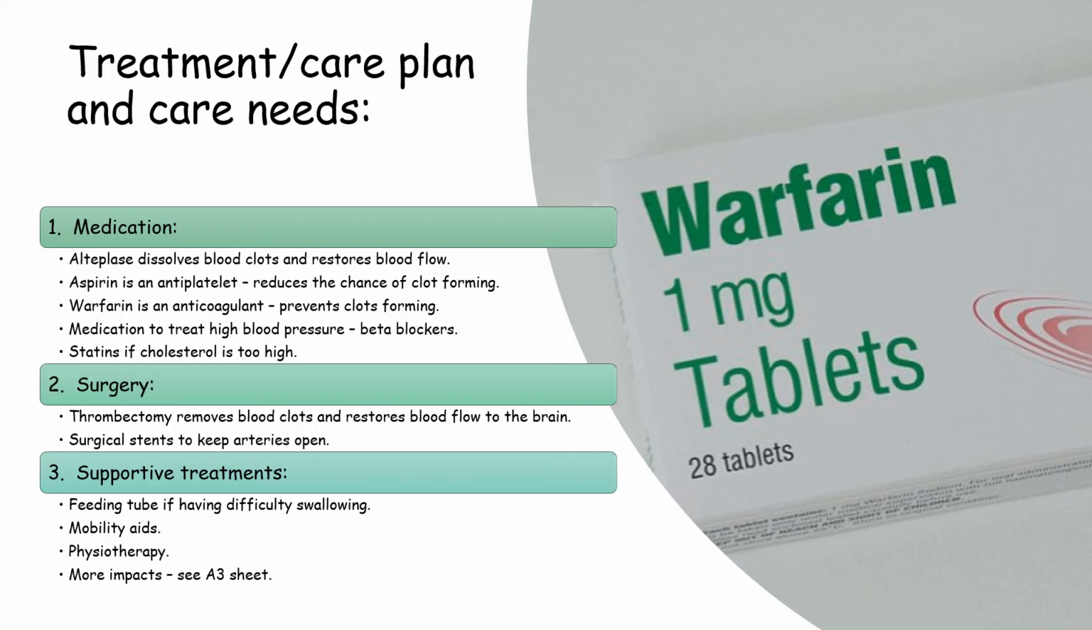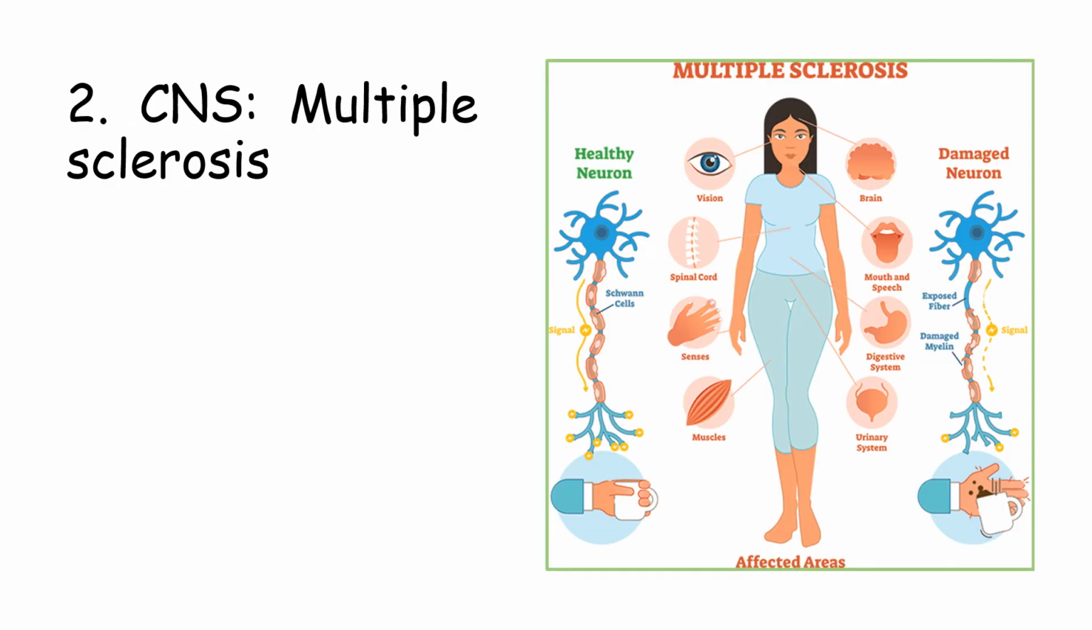Surgical stents to keep the arteries open. And also you might be given a feeding tube if you can't swallow, mobility aids, physiotherapy. And as the advert says, the quicker you catch a stroke and get it dealt with, the more of the person you will save.